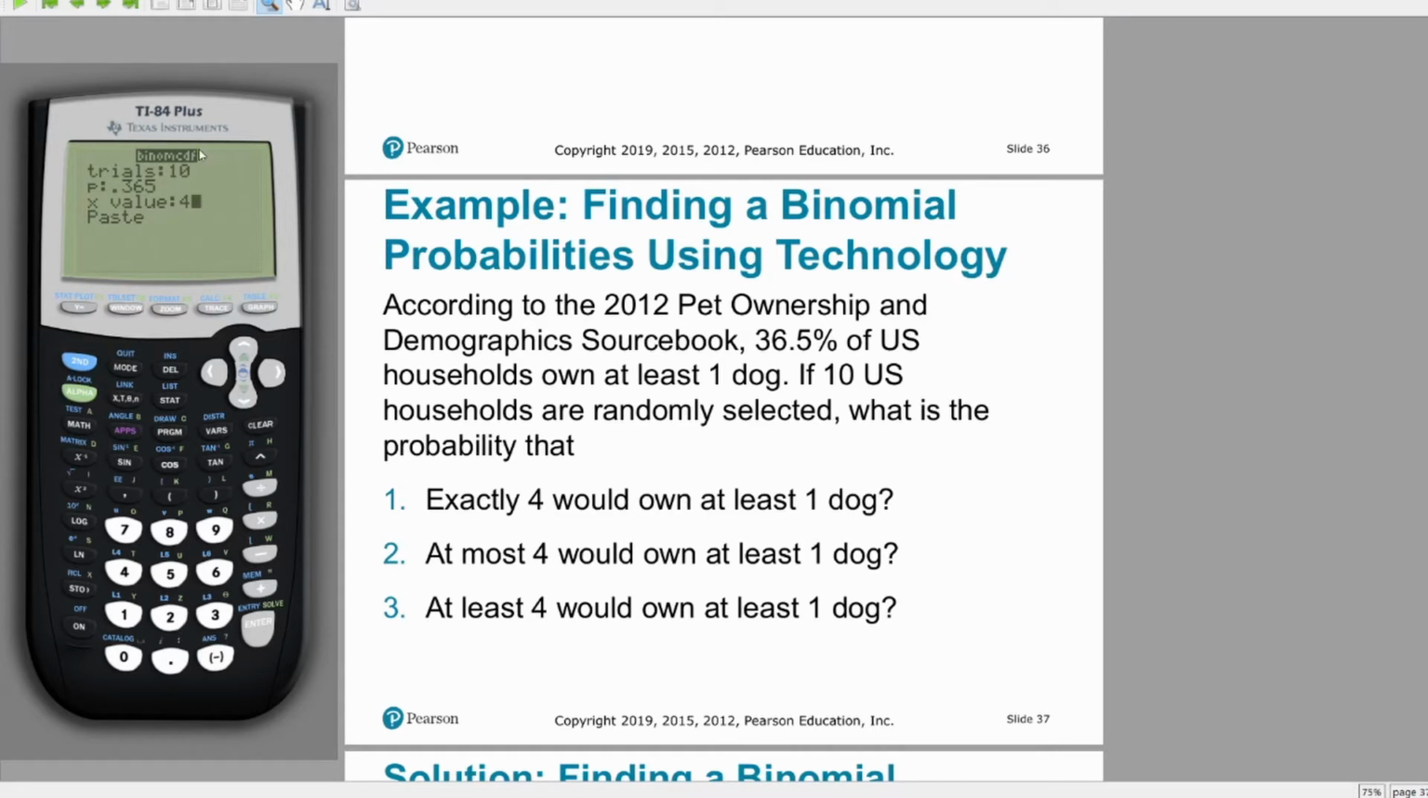So it looks like we're entering the exact same thing, and we kind of are, but we're putting it into the CDF function instead of PDF. And then we make that run. And doing so, we get a probability of about 72%.